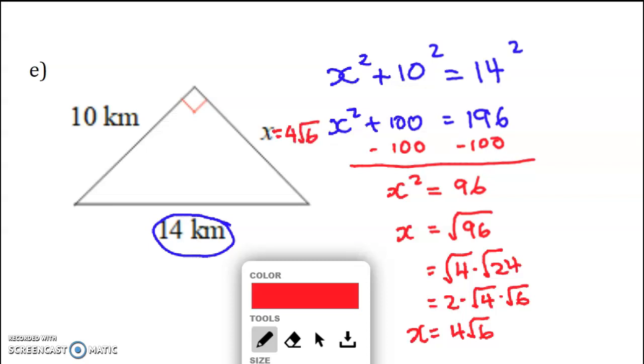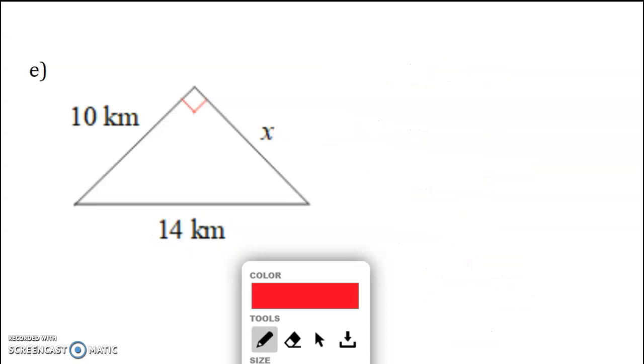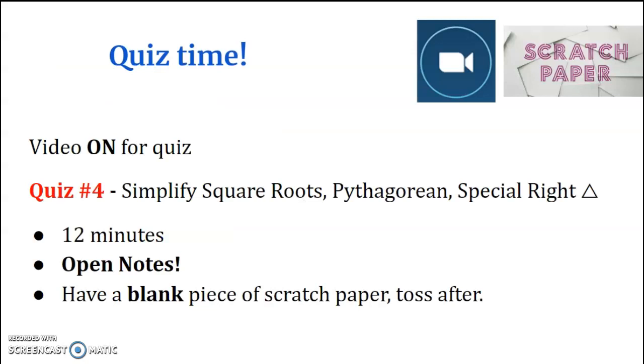So you can't just rely on one method, you need to be looking at it for different reasons. In this case, we used the Pythagorean theorem. We did not use the 45-45-90 degree triangle ratio or the 30-60-90 degree triangle ratio. And then we went on to do the quiz.